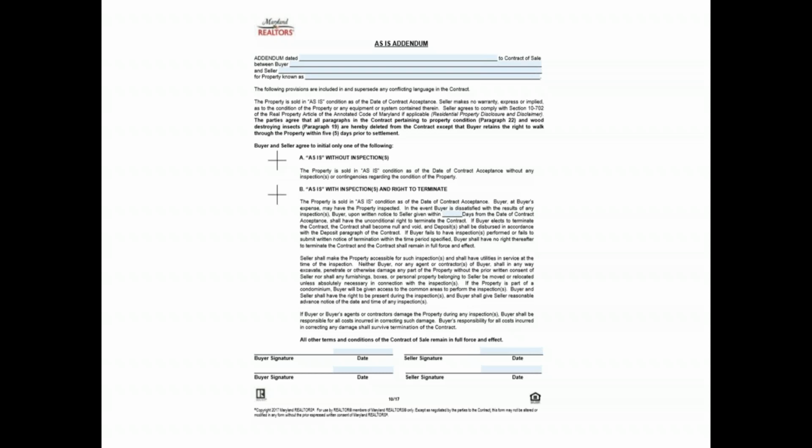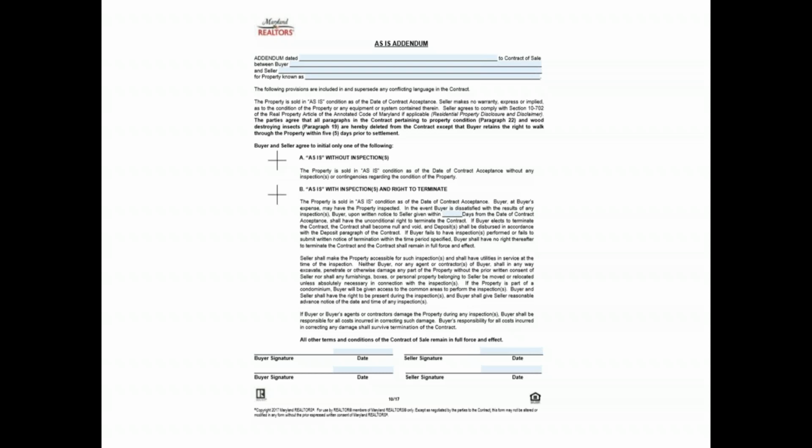Yeah, so I think one of the common questions is, what does as-is actually mean? So what does that mean for a seller's responsibilities as it pertains to property condition? So, as-is and seller responsibility. And again, this is specific to Maryland Realtors as-is addendum. But the key to remember with the as-is addendum is that first sentence. The property is sold in as-is condition as of the date of contract acceptance. So there is a turning point there. So what does that mean?